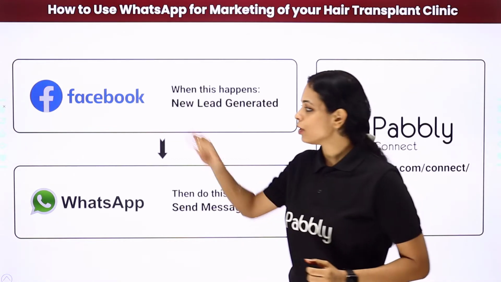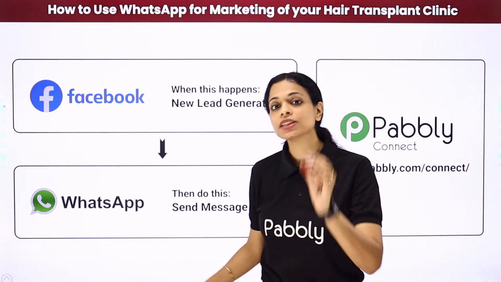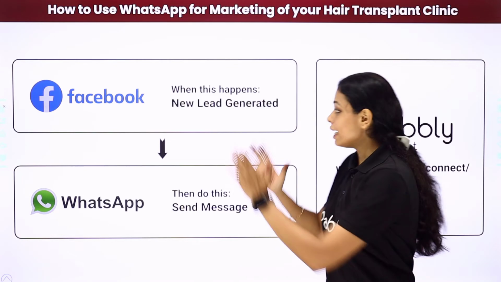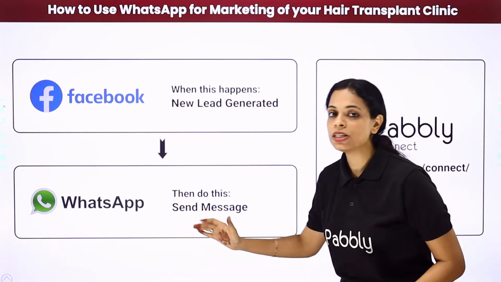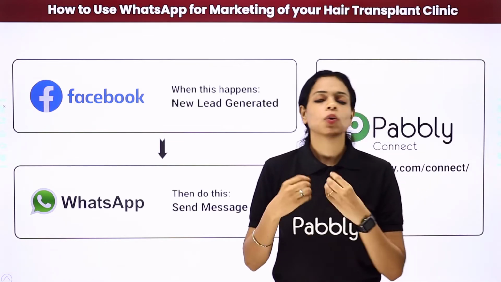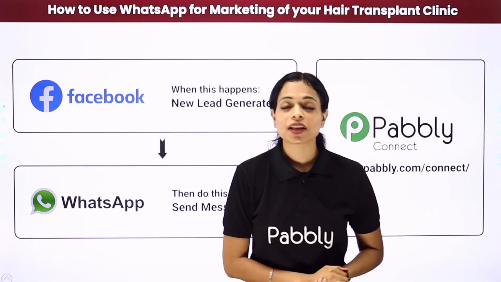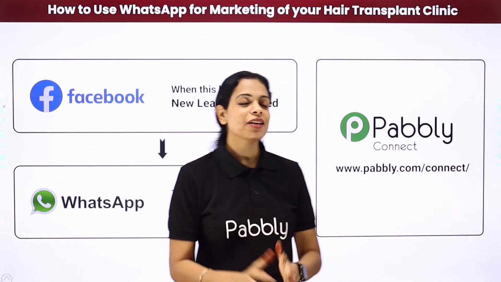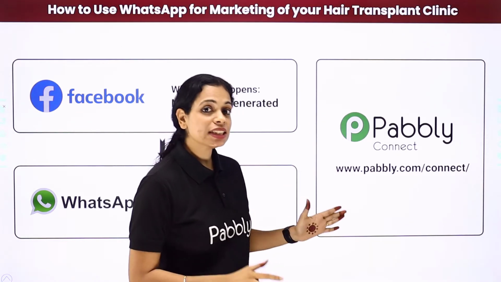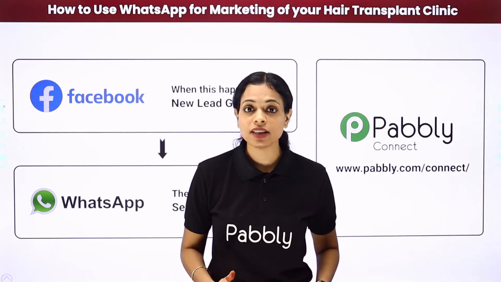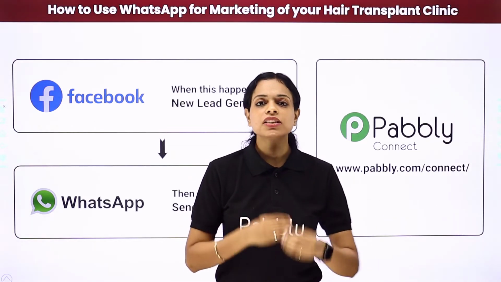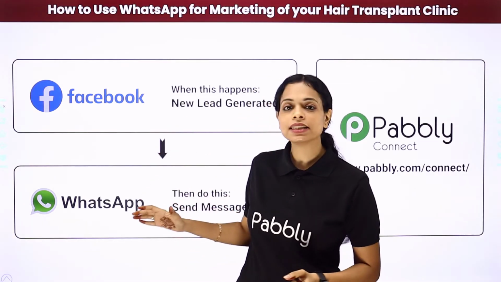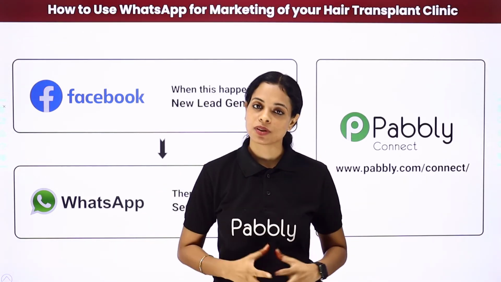All you have to do is integrate these two applications in such a way that every time there is a new lead generation, automatically a message will be shared with them along with all the details you wish to add. Now, how do you do this? With the help of Pabbly Connect software, which is an integration and automation software where you do not need any coding skills, and in just a few steps you can integrate these applications and automate the process.